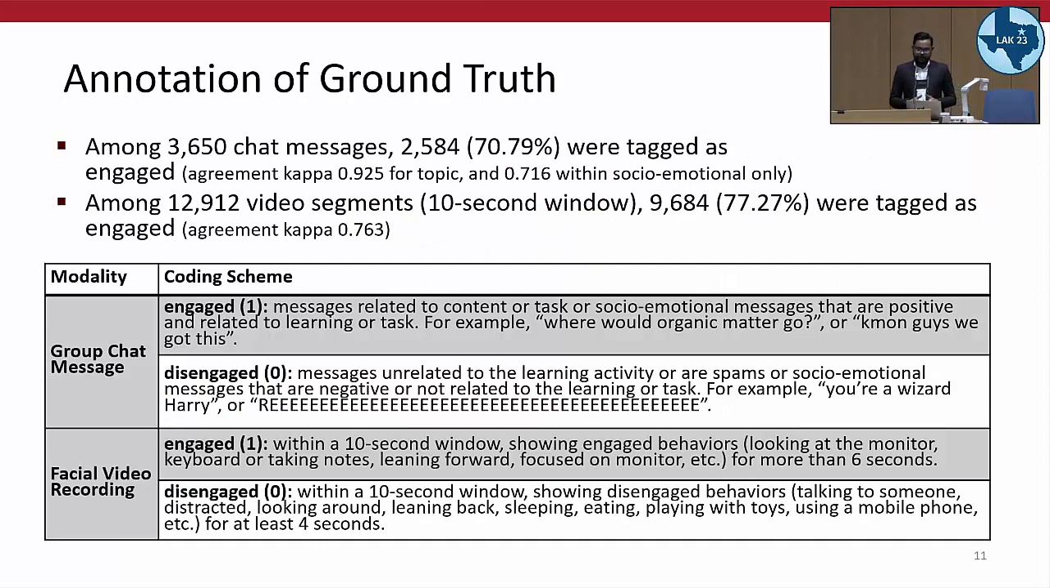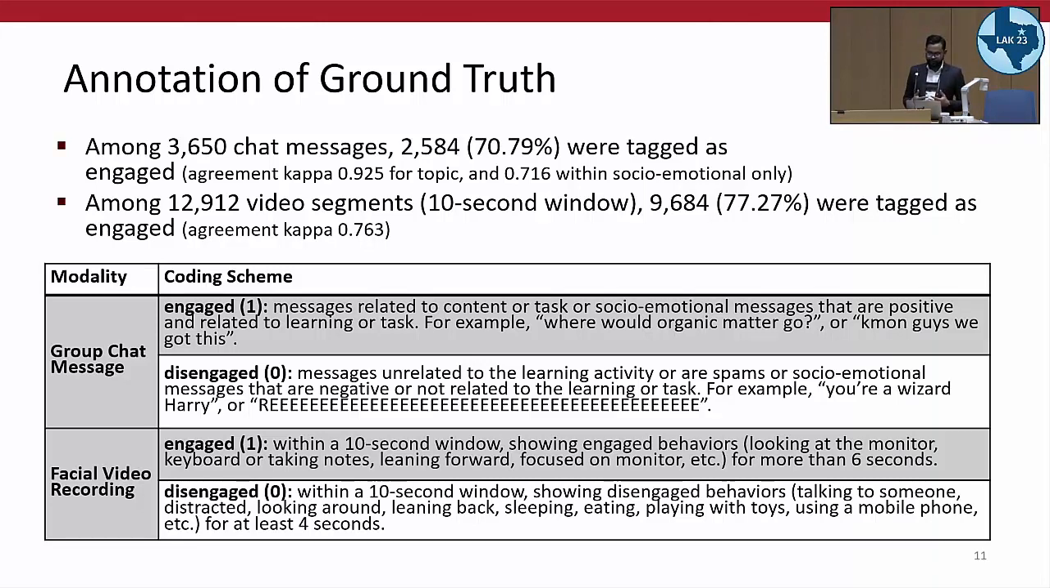So now that we have chat data as well as video data, we first started annotating them separately as engaged or disengaged cases. For the chat data, we looked into individual chats, and if the chat were related to content or topic, or if the chat were socio-emotional but positive and encouraging, we marked those as engaged chat because those have positive effects, whereas anything other than that is marked as disengaged.